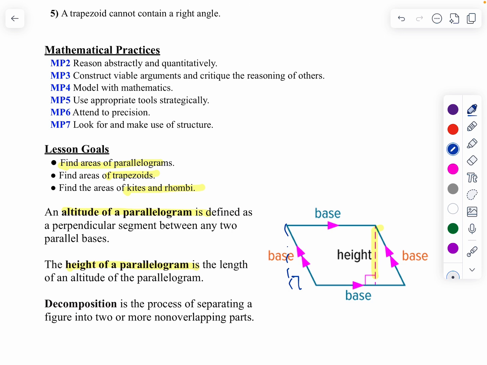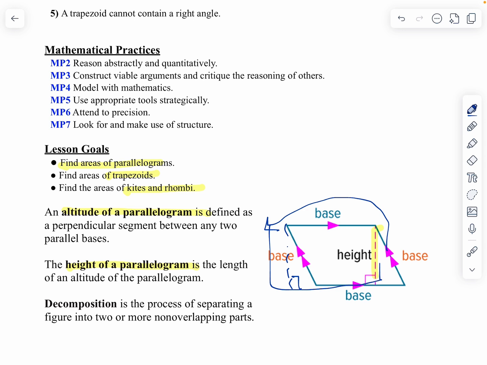To find the area, we're going to unpack our parallelogram. We're going to decompose it. Notice what happens here. I've got this triangle. If I take this triangle and I move it to the other side, that is, I cut the triangle off and move it, notice what I'll get here is a rectangle.